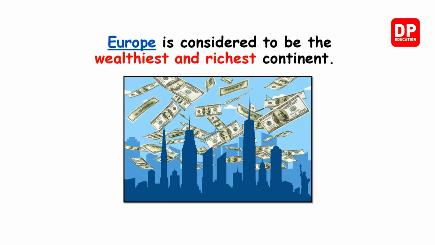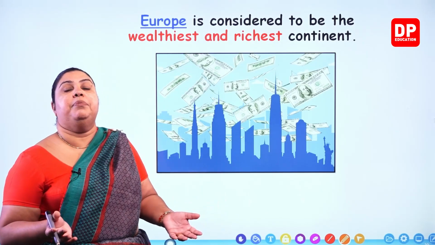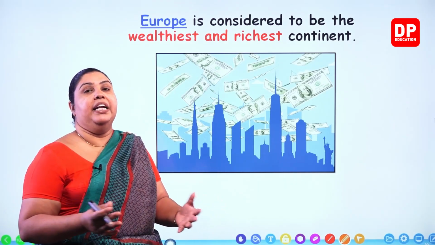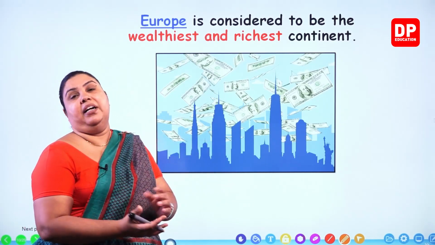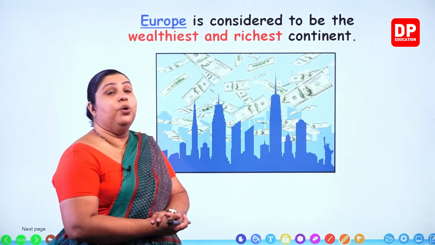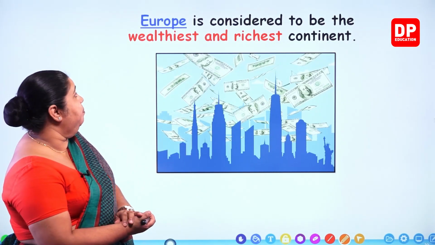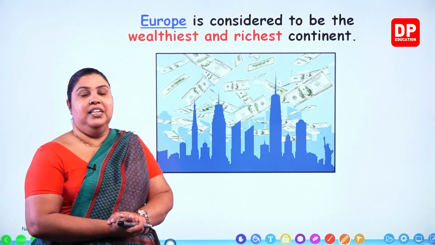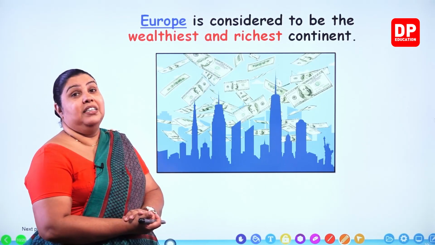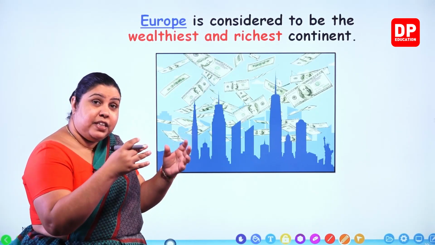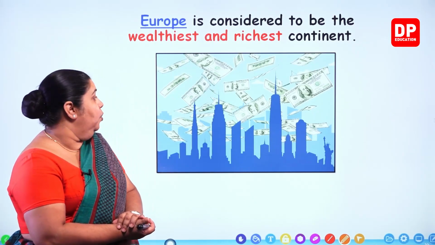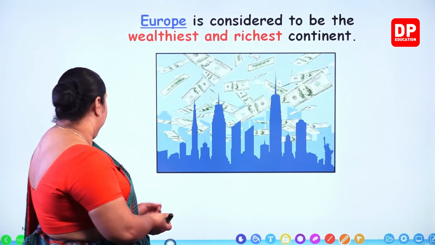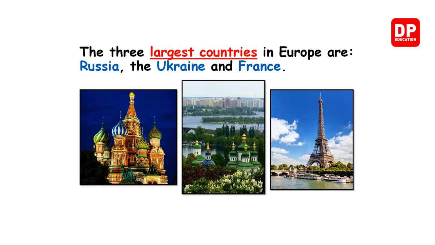Europe is considered to be the wealthiest and richest continent. Among the continents in the world, wealthiest means the continent with the countries of the highest asset value and wealth, and that is this European continent. So Europe is the wealthiest and the richest continent. Why? Because they have some special features, they have some special things in their continent. That is why we consider them as the richest and the wealthiest continent in the world. Right? So they are the richest people, the richest countries.